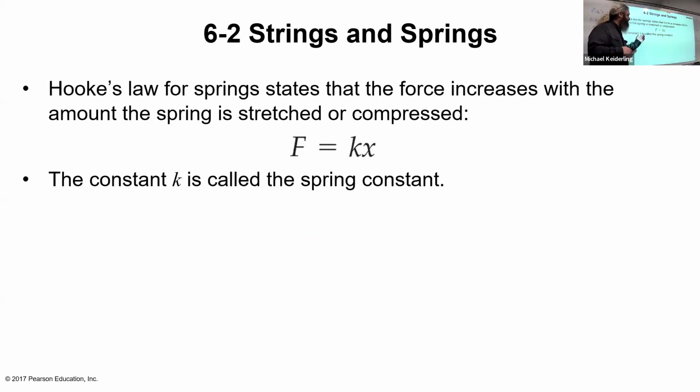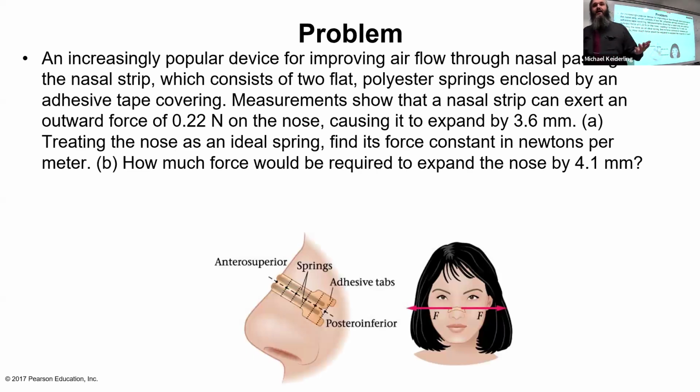K is called the spring constant. It is a measure of how strong the spring is. The bigger the spring constant, the stiffer the spring.